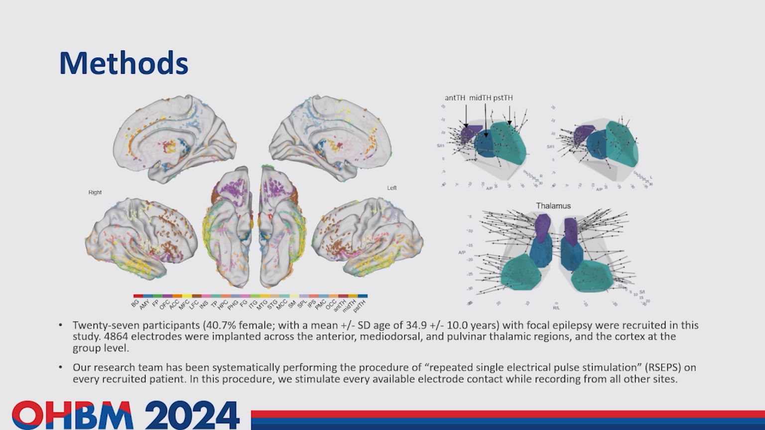And in our method, our research team has been systematically performing the procedure of repeated single electrical pulse stimulation on every recruited patient. In this procedure, we stimulate every available contact while recording from all other sites. In this way, we can map out the pairwise connectivity based on what contacts we have.